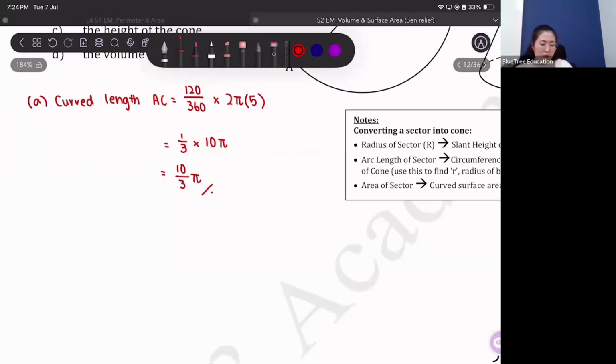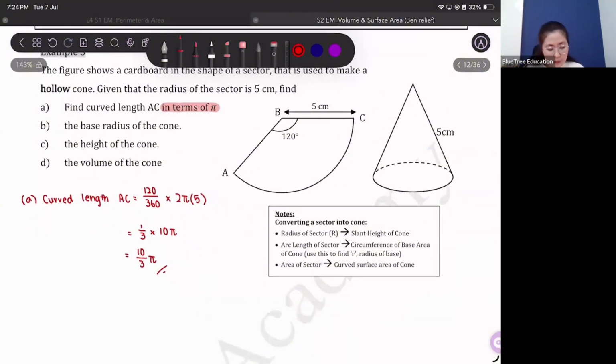Because when you leave something in terms of pi, pi kind of acts like an algebra letter, like A or B. When we deal with algebra, we usually leave our coefficients in terms of improper fractions. So same idea. Pi is kind of like algebra.